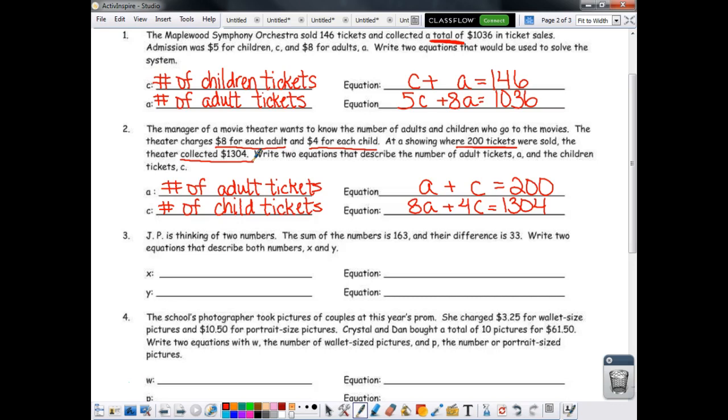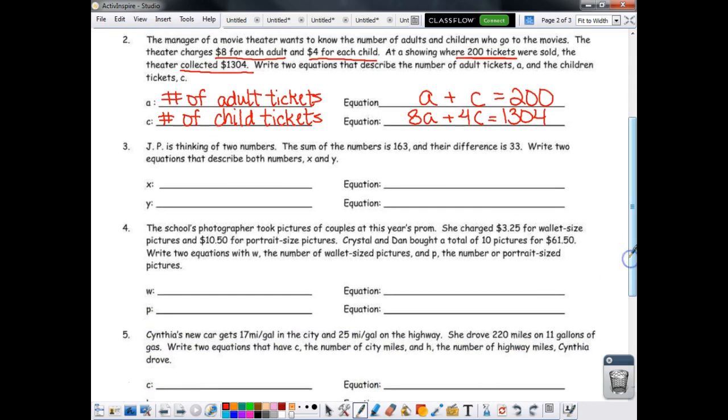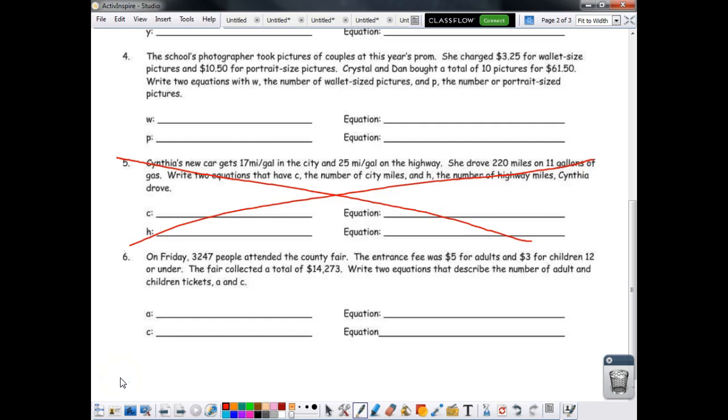Okay, we're going to skip number 3 and go on to number 4. I want you to try number 4. Do that real quick. Go ahead and pause it and figure it out.